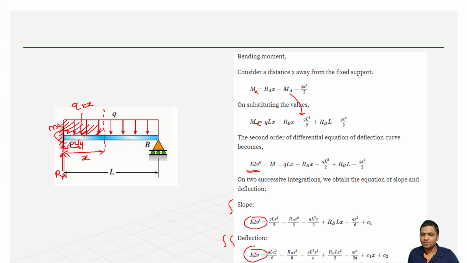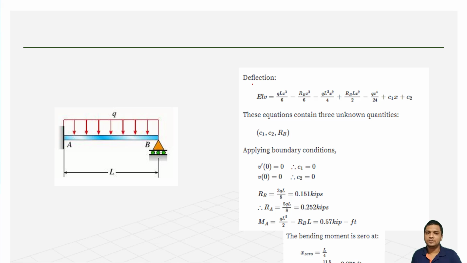If we double integrate this, we'll get qL x cubed by 6 minus R_B x cubed by 6 plus qL squared x squared by 4 plus R_B L x squared by 2 minus q x raised to 4 upon 24 plus C1 x plus C2, right? So this will give the deflection equation, and in this deflection equation we don't know C1, C2 and this R_B, right?